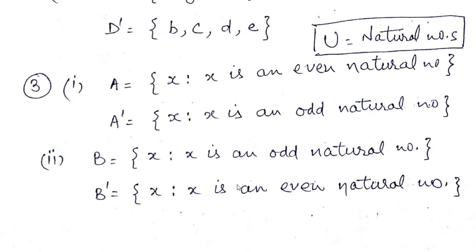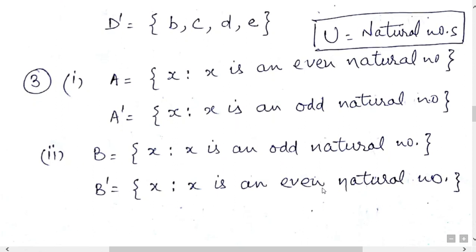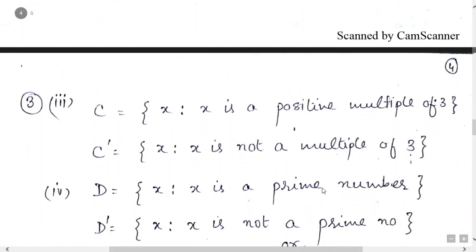We have to write the complement in the next question also, but a universal set is given to you, that is natural numbers. If A is even numbers, then clearly A complement is odd. If B is odd, then B complement is even. It's too simple.